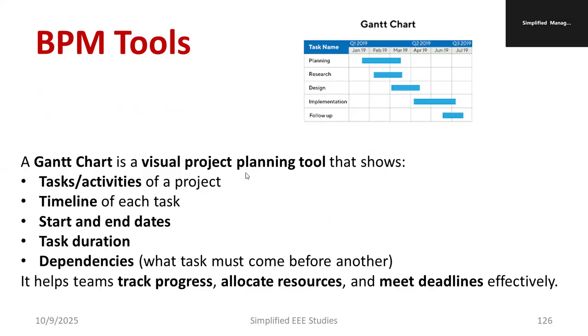With it we can observe the real status of the project which is implemented by the institution. Tasks and activities can be tracked accordingly. Timelines can be found out easily. Even start and end dates can be relocated quickly. Task duration can be mentioned. Even dependencies can be calculated. So these are the important parameters you will handle in BPM tools.